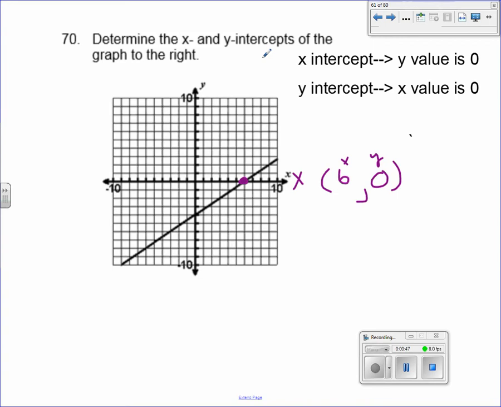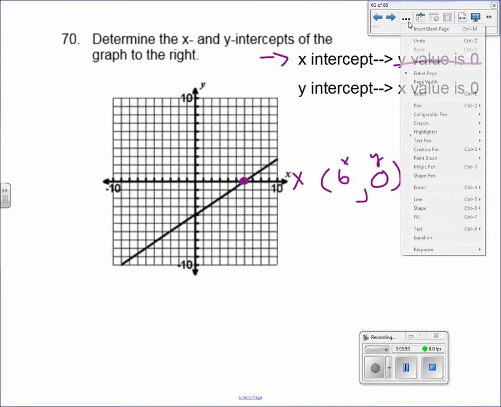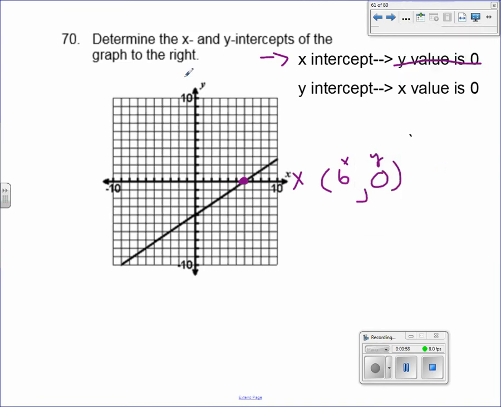So I made a little note here. When you have an x-intercept, the y value is going to be 0. Now let's look at the y-intercept, which is going to be on my y-axis. So starting from the origin, I went down 1, 2, 3, 4.